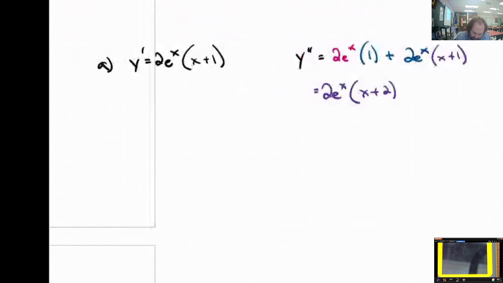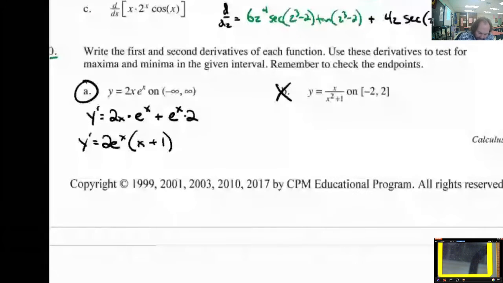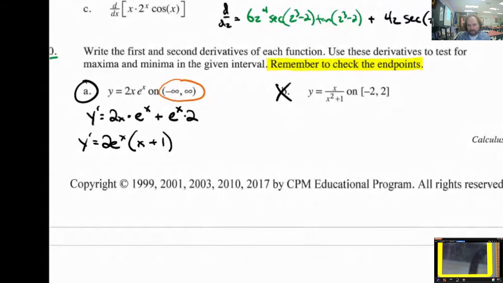Now, the next part of the challenge is to use these derivatives to test for maxima and minima in the given interval, and remember to check the endpoints. We don't really need to worry about checking the endpoints in the problem that we're doing because there are no endpoints when you're in negative infinity to infinity. So we are going to find what the critical values are, and we are going to test them to see which one is the biggest. And since there are no endpoints, we don't need to test those.